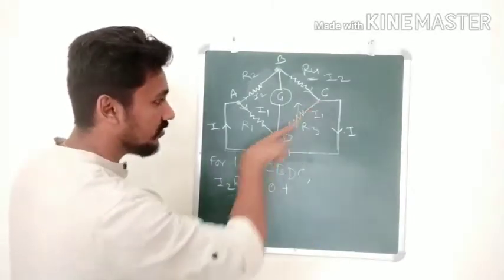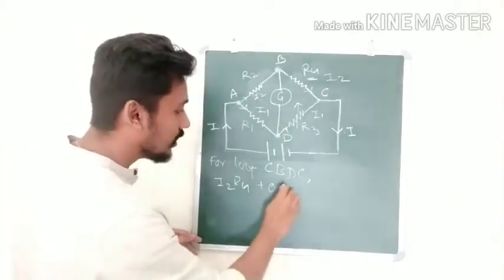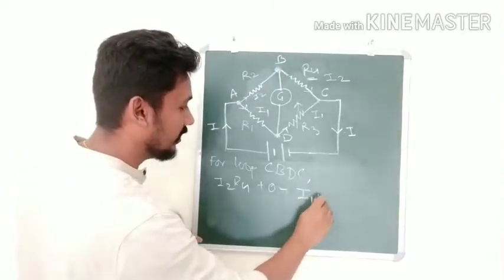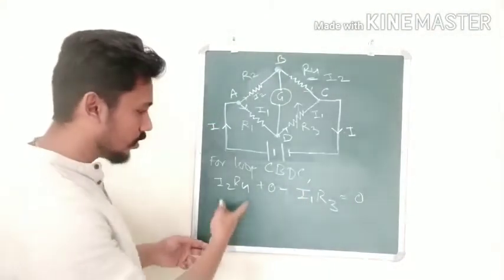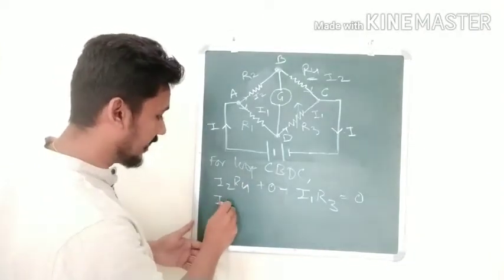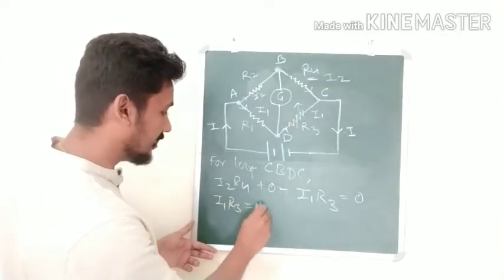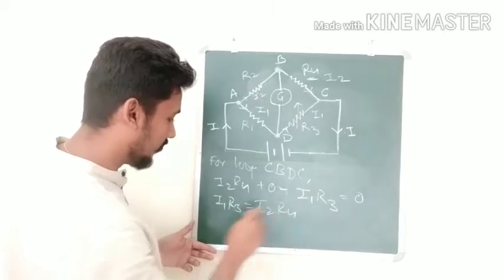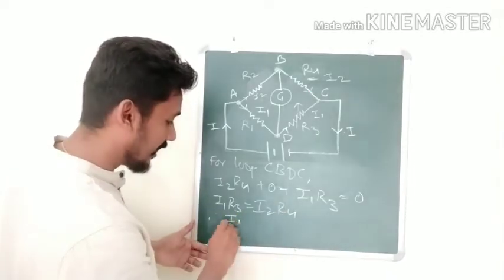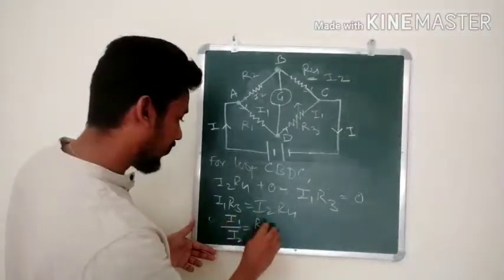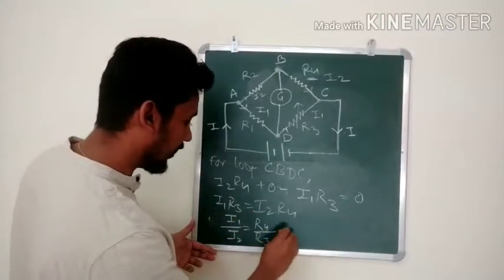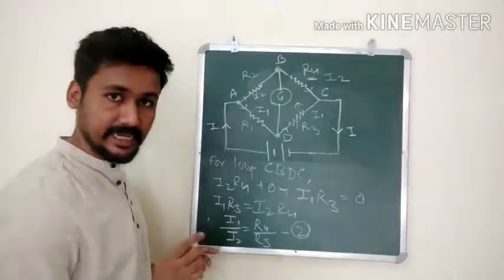Then from D to C, we are going with the current, so it will be negative. So minus I1 R3. This will be equal to 0. Okay, once again we will rearrange and we will get I1 R3 is equal to I2 R4, and therefore you can write I1 by I2 is equal to R4 by R3. This is equation number 2.